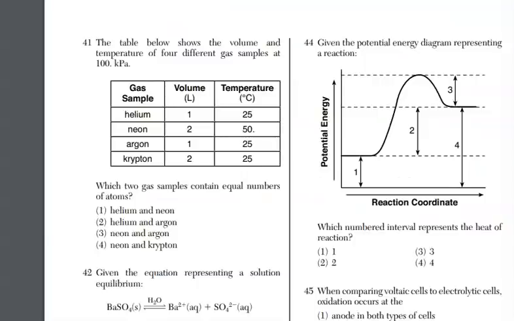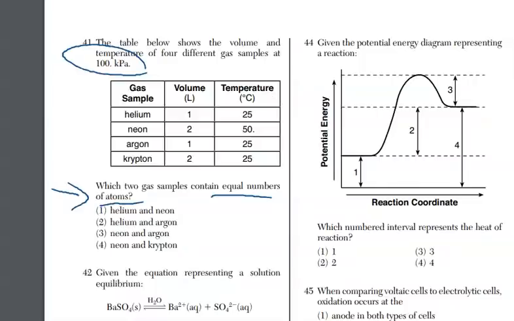The volume and temperature of 4 gases at 100 kPa. In other words, they're all at the same pressure, and we're asked which 2 gases have equal numbers of atoms. Well, they're all noble gases, so we don't have to worry about the number of atoms in a molecule, which for a noble gas is only 1 atom at a time. What we're looking for here is, are they at the same temperature? And if they are, then the difference is going to be the volume. The larger the volume, then the larger the number of atoms. All right, if they're the same, then they have the same number of atoms.